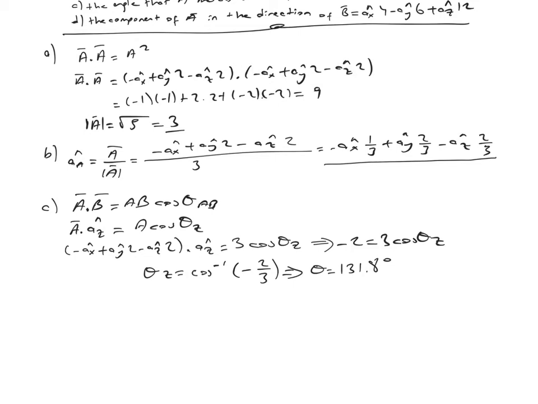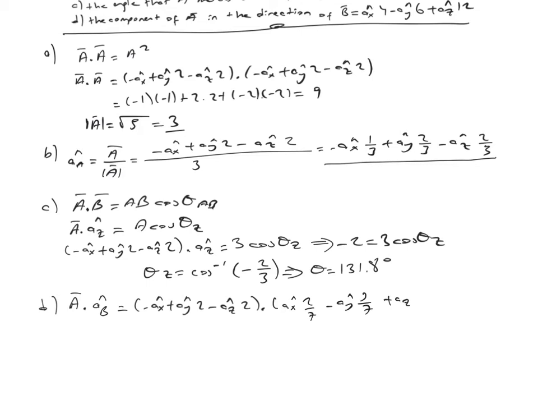The component of vector A in the direction of vector B is equal to the dot product of vector A and the unit vector in the direction of B. Vector A is equal to... If you calculate the unit vector in the direction of vector B as it is calculated in part A, you will find out that it is equal to... So the component of vector A in the direction of vector B is equal to minus 20 over 7.